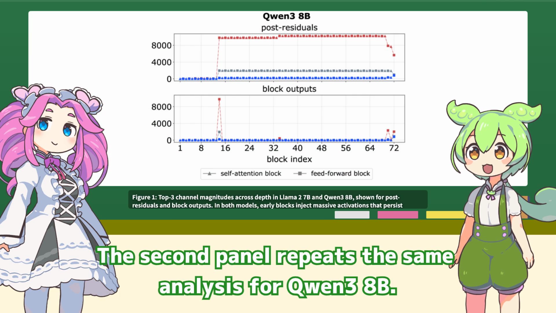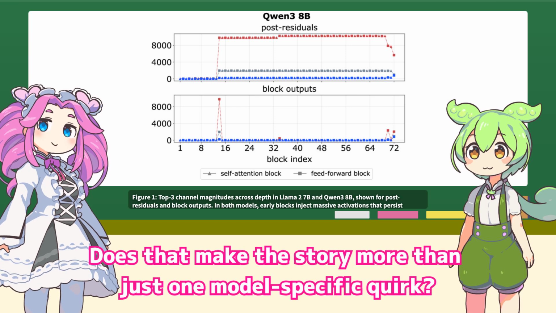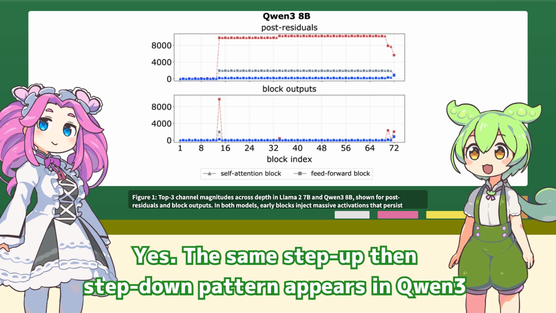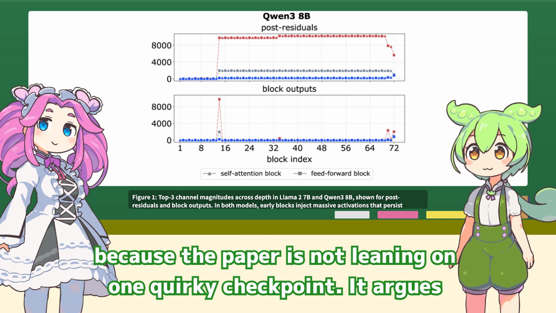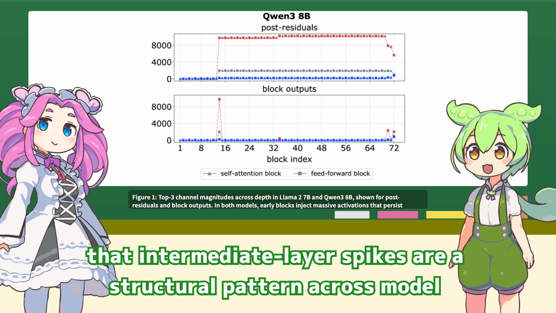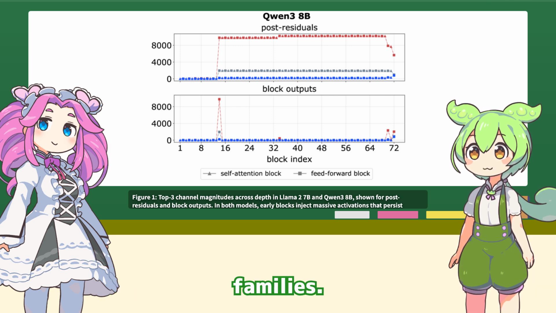The second panel repeats the same analysis for Qwen3 8B. Does that make the story more than just one model-specific quirk? Yes, the same step-up then step-down pattern appears in Qwen3 8B even though the exact block indices change. That matters because the paper is not leaning on one quirky checkpoint. It argues that intermediate layer spikes are a structural pattern across model families.